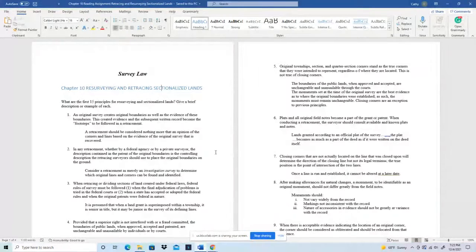Principle 2 is a federal agency or a private surveyor. The description contained in the patent of the original boundary is the controlling description the retracing surveyor should use to place the original boundaries on the ground. So with that, consider a retracement as merely an investigation survey to determine which original lines and corners can be found and identified.